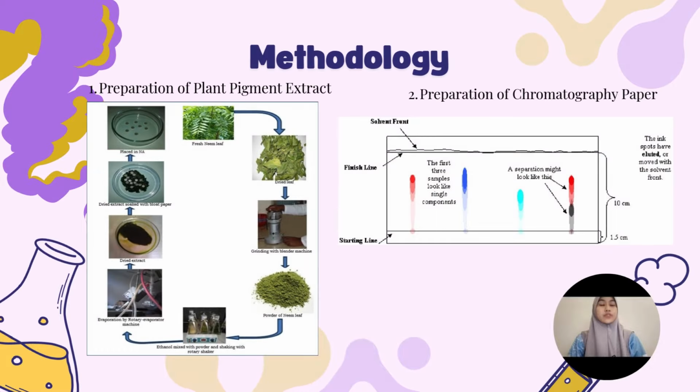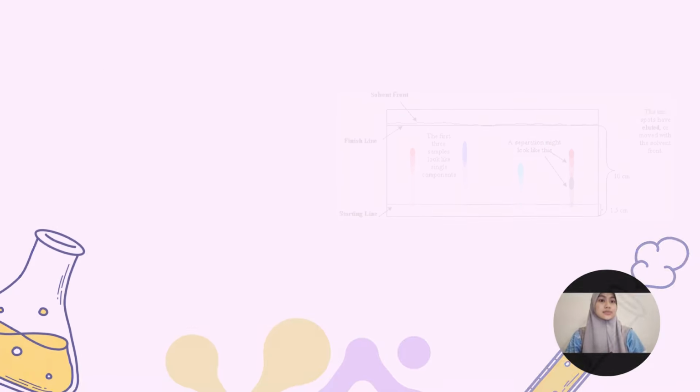First, fresh green leaves were washed to remove dirt and then dried. The leaves were ground using a mortar and pestle to break down the plant cells. A small amount of organic solvent such as acetone or ethanol was added to dissolve the pigments. The mixture was then filtered to obtain a clear plant pigment extract.